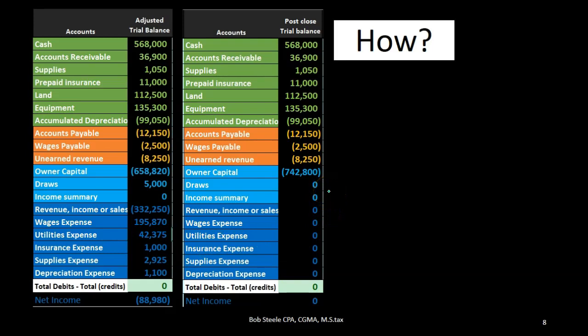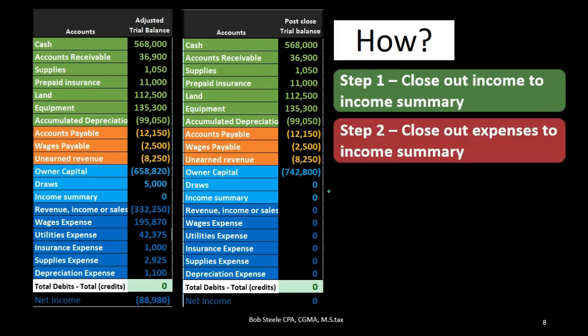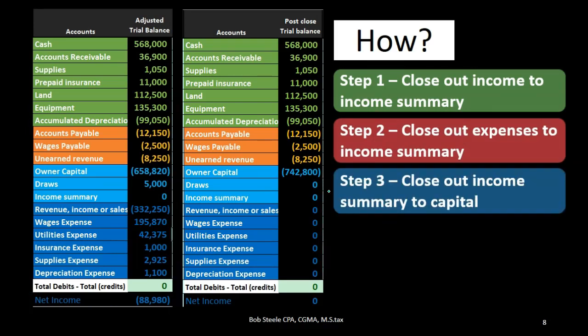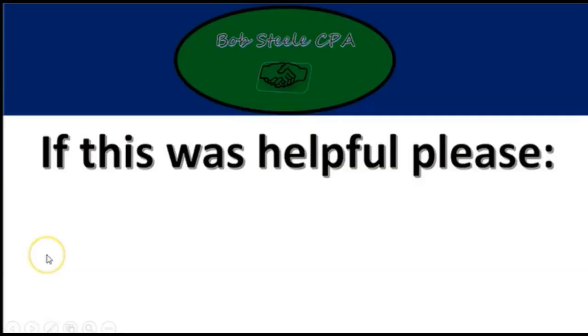So we have now converted the adjusted trial balance to the post-closing trial balance, closing out all the temporary accounts. How did we do that? Step 1, close out income to the income summary. Step 2, close out expenses to the income summary. Step 3, close out the income summary, now having net income in it, to the capital account. And step 4, finally, closing out draws to the capital account.